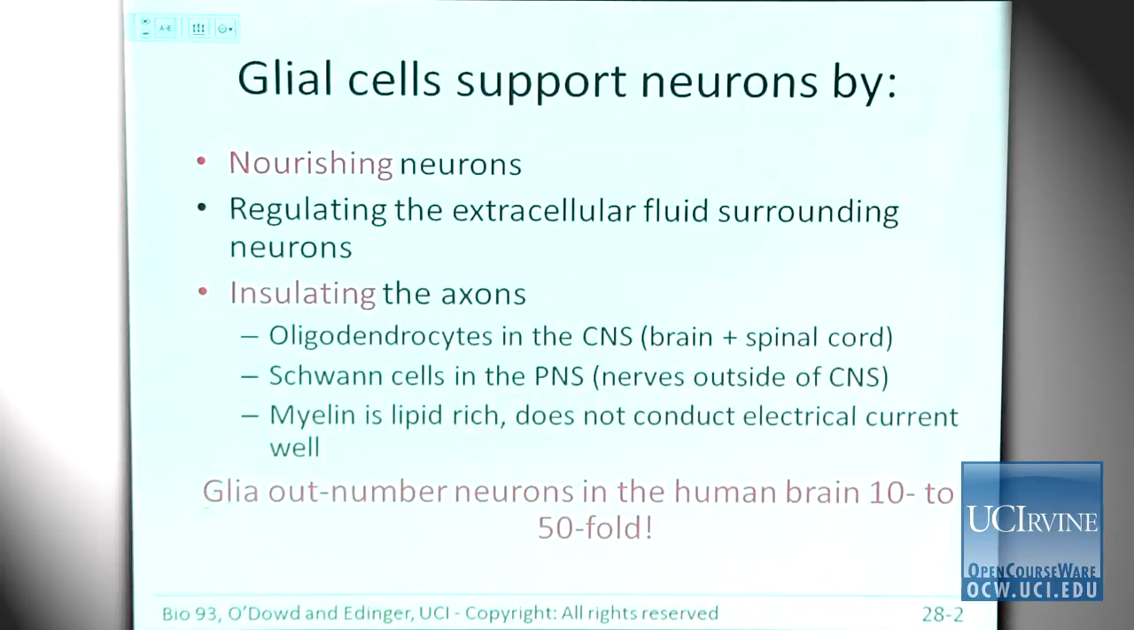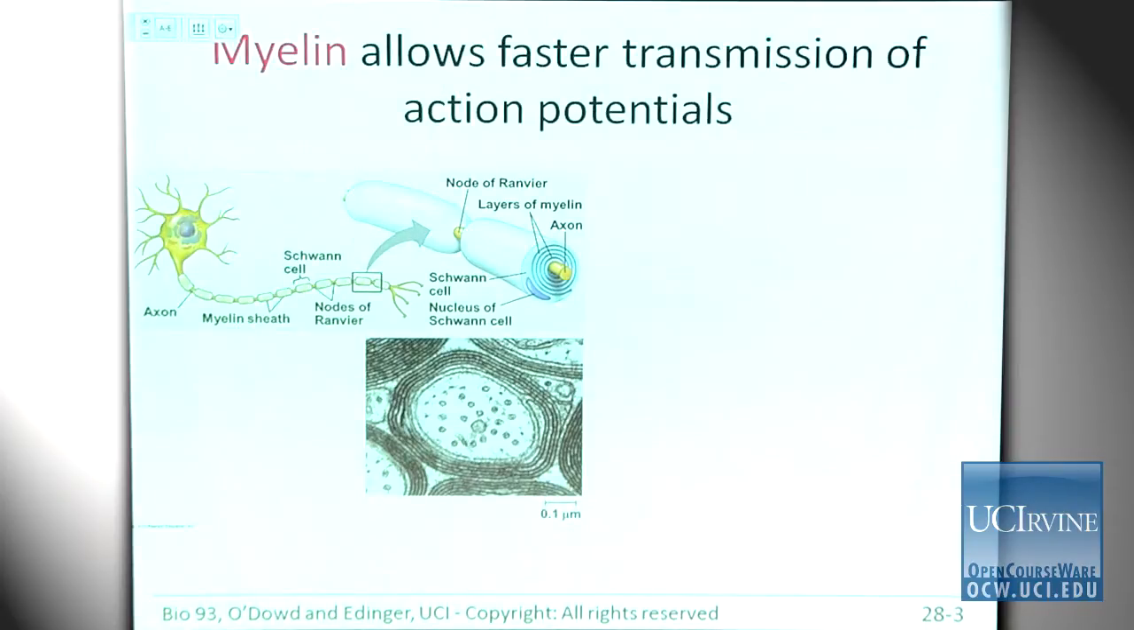There are lots and lots of glia. They outnumber neurons 10 to 50-fold. So that's just to impress upon you that these cells have very important jobs in the nervous system. Now here's a picture of the myelin sheath. So here is the cell body and the axon, and you can see these cells wrapped around the axon forming the myelin. This is the peripheral nervous system because they're showing you these are Schwann cells.